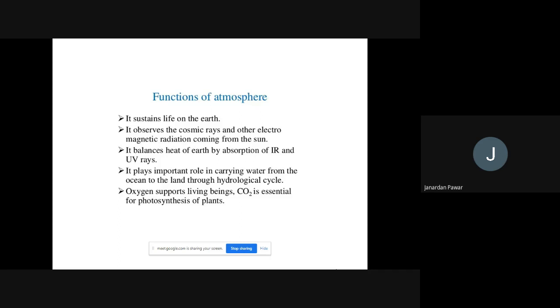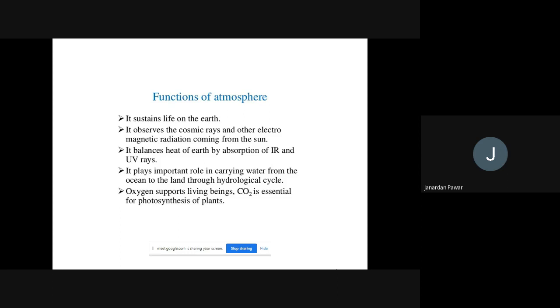It plays an important role in carrying water from the ocean to the land through the hydrological cycle. The atmosphere is useful for the hydrological cycle, and through this cycle the water from the ocean goes to the land. That process is called the hydrological cycle. And if we want to maintain this hydrological cycle, the atmosphere is the most important aspect.